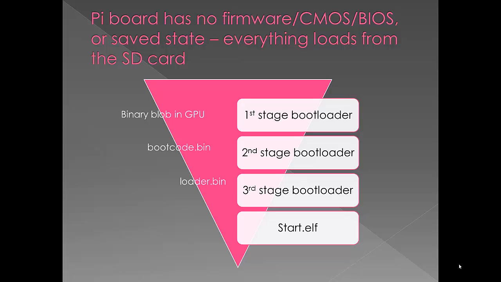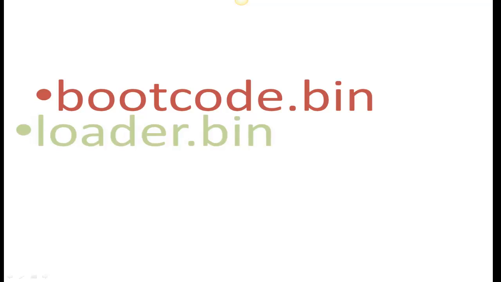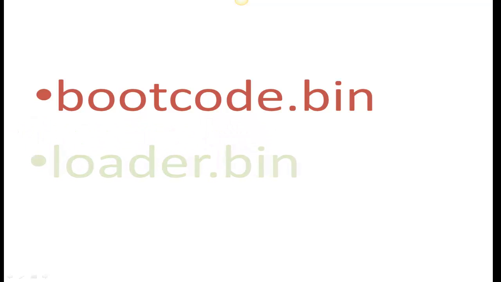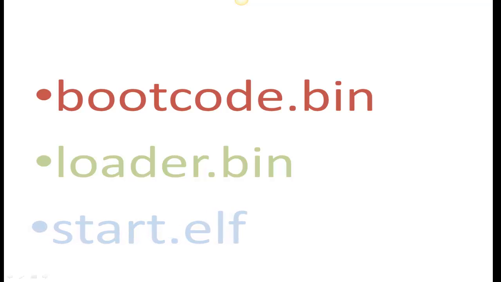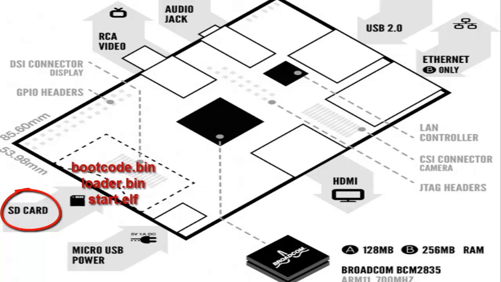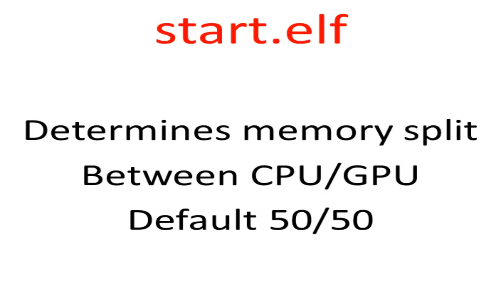The firmware in the GPU looks at the SD card. It's looking for bootcode.bin, loader.bin and start.elf in the root directory of the first partition of the SD card. The GPU reads and executes bootcode.bin, which then loads loader.bin, which loads start.elf. Start.elf determines how the memory is divided between the CPU and the GPU.